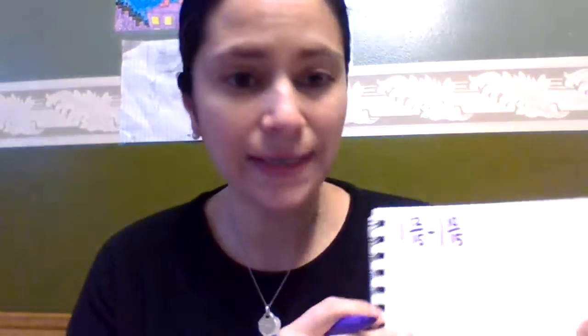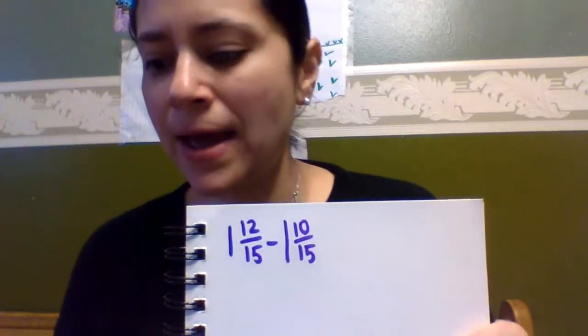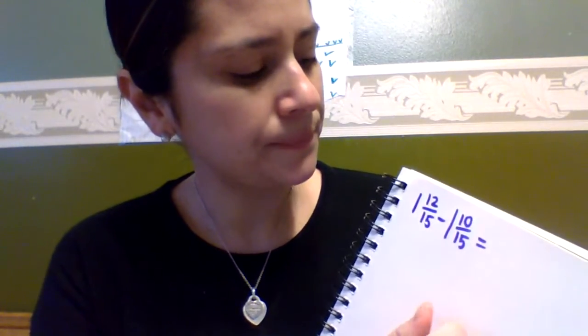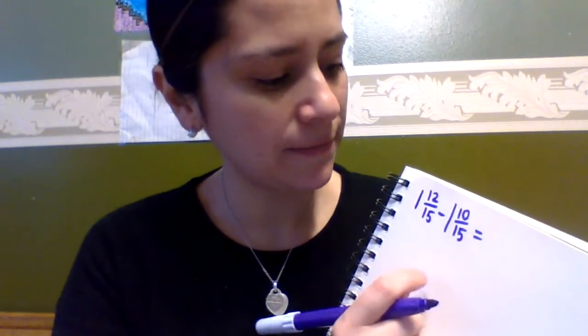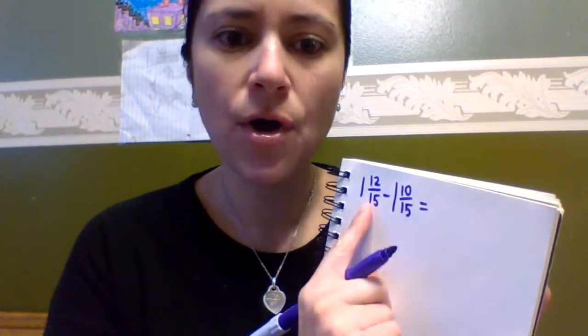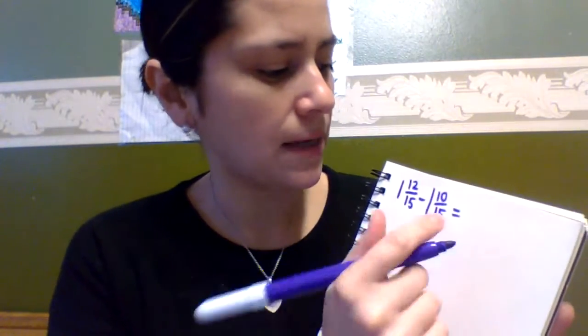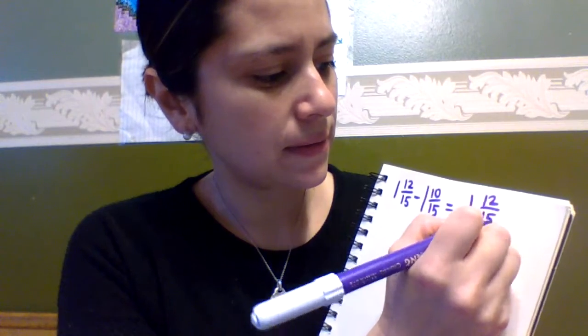So let's begin. Number 1 is 1 and 12/15 minus 1 and 10/15. Okay. And this one is pretty easy. You're subtracting 1 minus 1, 12/15 minus 10/15. So remember how he said to write it the other way, stacked up? So he says to write it like this.